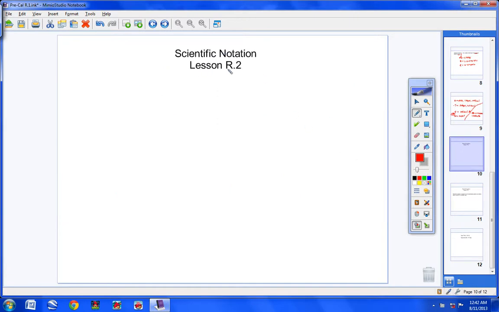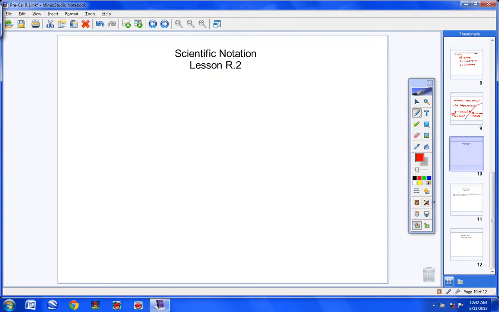We are moving on to lesson R.2. That's the review chapter, section 2, and it's called scientific notation. Now, scientific notation is taught in middle school. In high school, you're supposed to know this, so I am assuming that most of you have used scientific notation before.